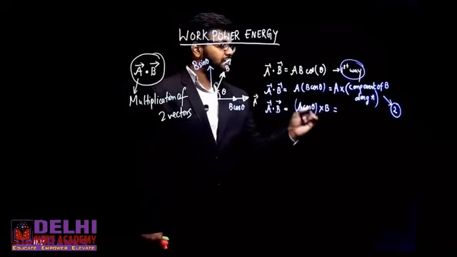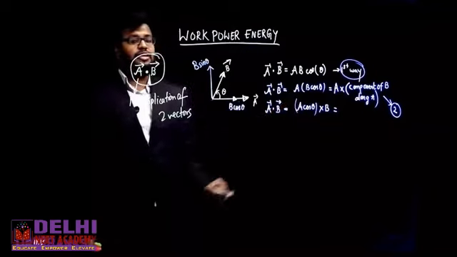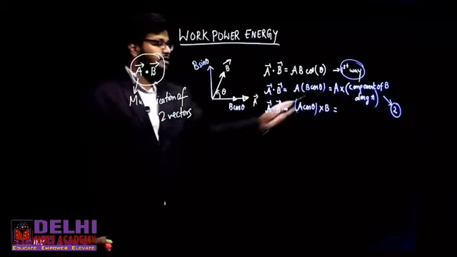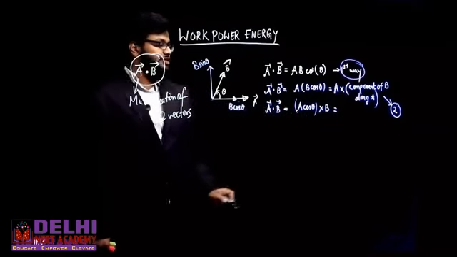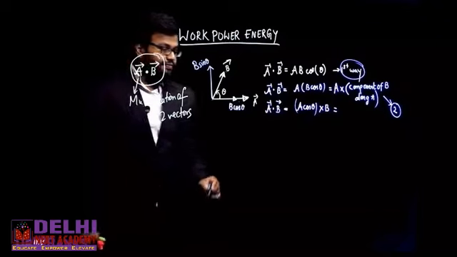A cos theta into b. This is not cross product, it is just multiplication, normal multiplication we are discussing. This is also just normal multiplication. Now what is a cos theta?